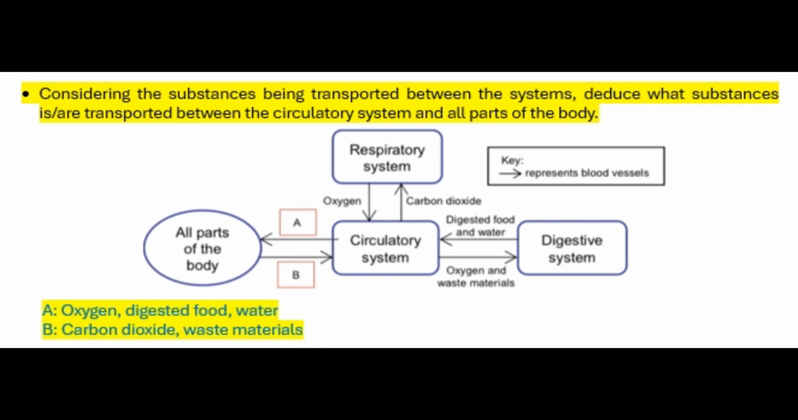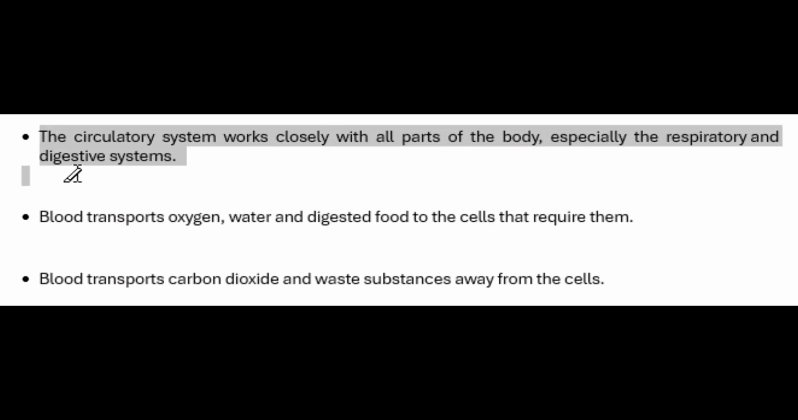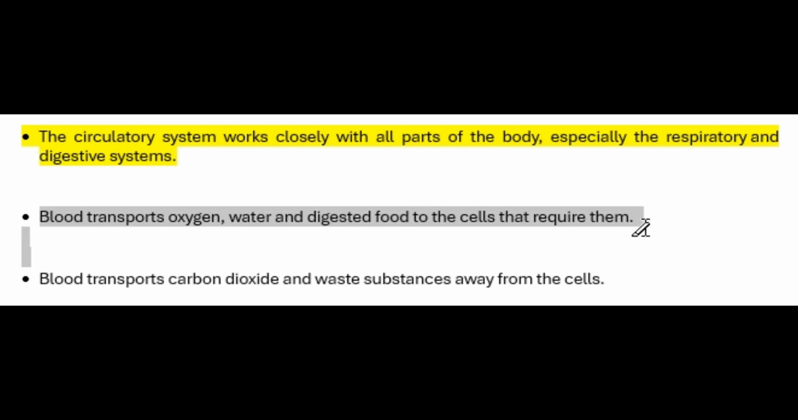The circulatory system works closely with all parts of the body, especially the respiratory and digestive systems. Blood transports oxygen, water, and digested food to the cells that require them. Blood transports carbon dioxide and waste substances away from the cells.